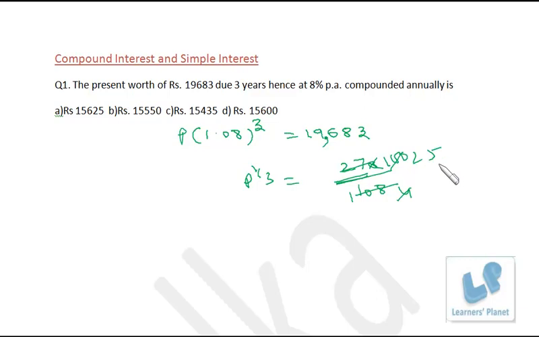So cube root of P is 25. So P will be 25 cube. Okay, that is the principal or the initial value. So what is 25 cube? That is 15625, right? So that's pretty simple. None of these is there, so you can proceed this way.